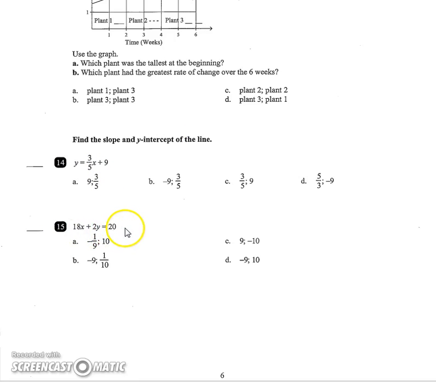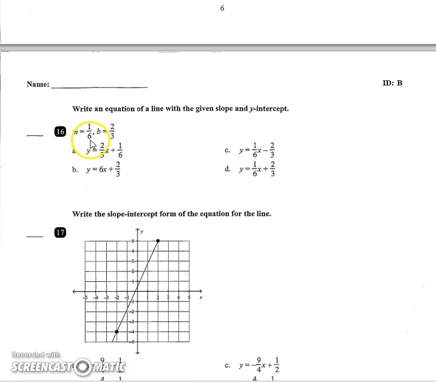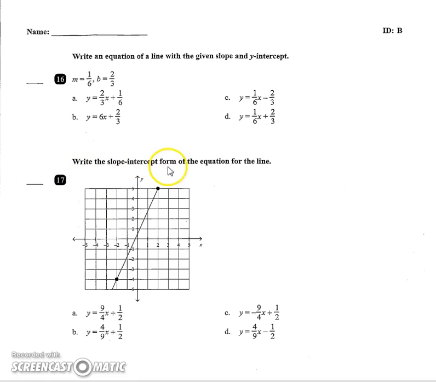However, the second one needs to be written in slope-intercept form to determine the slope and the y-intercept. Number 16, write an equation of a line with the given slope and y-intercept. M equals 1/6, B equals 2/3. Number 17, write the slope-intercept form of the equation of the line.